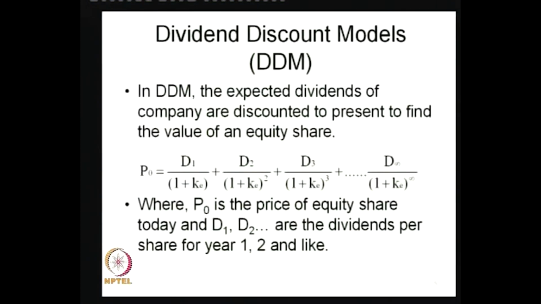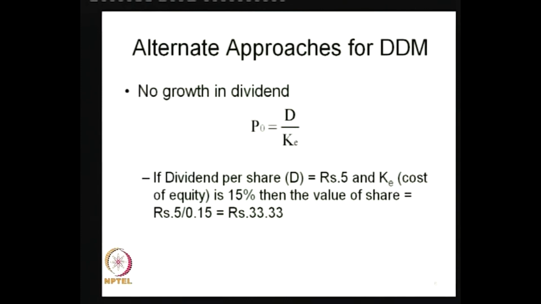Coming to the different approaches of valuation in the dividend discount model, we can have one model which talks about no growth in dividend. Here, the dividend is like a perpetuity, and the dividend that you are going to get is the same for all the years from 1 till infinity. In that case, the valuation is simply the dividend per share of the company divided by the discounting factor. You do not have to discount each year's dividend separately; we can just divide D by ke, and the value comes.